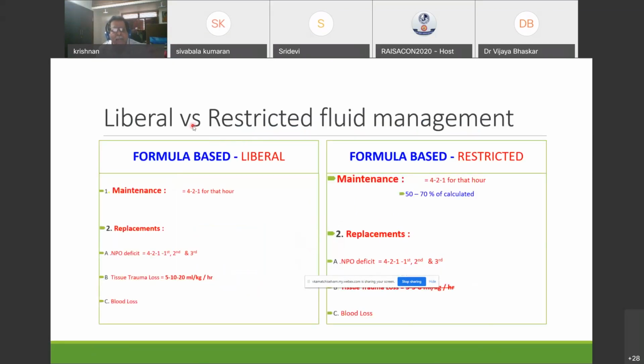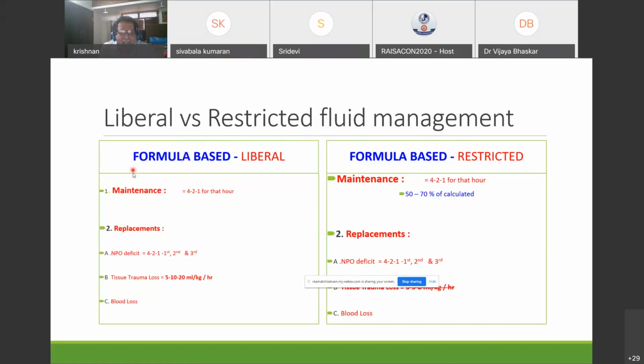So I said liberal and restricted fluid management. Liberal means you give a lot of fluid. Restricted means you try to restrict the amount of fluid. So in pediatric patients, perioperatively, we give what is called formula based fluid management, in the perioperative period.